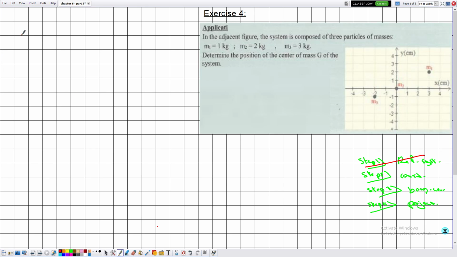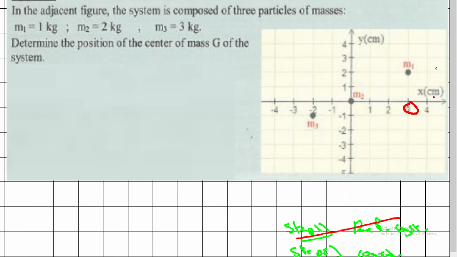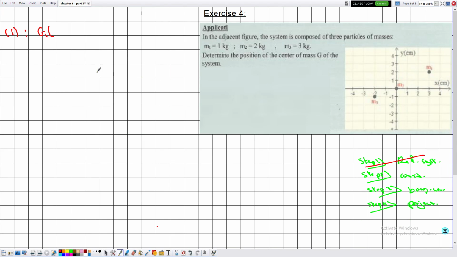So let's start with particle 1. The abscissa of G1 is given by 3. Notice that these axes are labeled by a physical quantity, which is position, given in centimeters. So it's given by 3 centimeters and 2 centimeters, of mass M1 equal to 1 kilogram. As for particle 2, it is located at the origin. So the coordinates of G2 are given by 0, 0, and its mass is given by 2 kilograms.